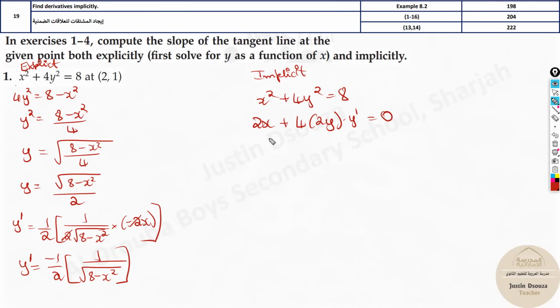Now what happens? Rearrange. Take the 2x to the other side. 4 into 2 is 8, so I will write over here 8y into y dash equals minus 2x. Y dash is equal to, take 8y to the other side, minus 2x by 8y. Wasn't this so easy? Now directly you got it.